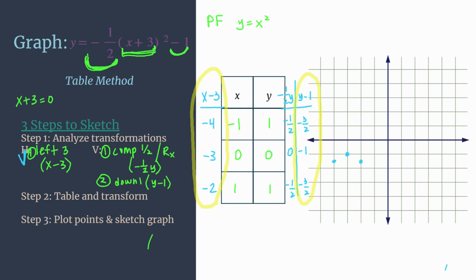Keep in mind our original graph was the U graph, and because we've flipped it vertically, it should now be an upside down U. Another thing you can see: knowing different features of your graph can be really helpful. You see the symmetry here, so you should feel very confident that this graph is accurate. All right, so that was graphing a transformation of a square function using 3 steps to sketch.